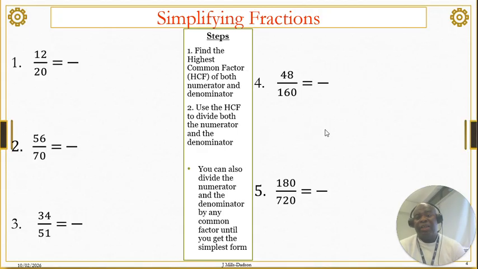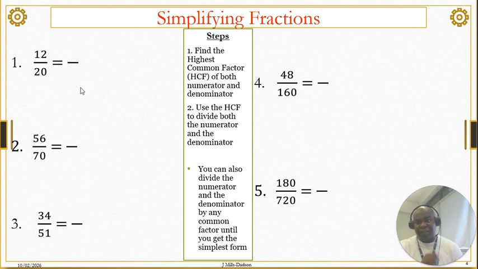The best way is to learn how to work out the highest common factor of numbers, because by doing that you just work out the highest common factor of numerator and denominator, then you divide them by the highest common factor, and that will give you the simplest form. But when the numbers are too big and you don't want to work out the highest common factor, you can then divide both numbers by a common factor until you get to the simplest form.